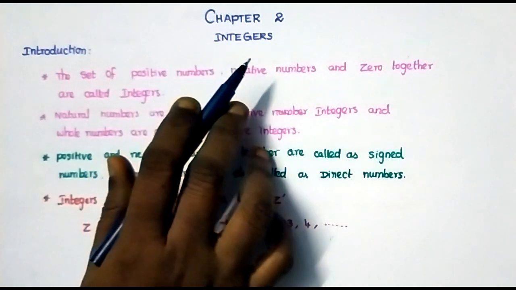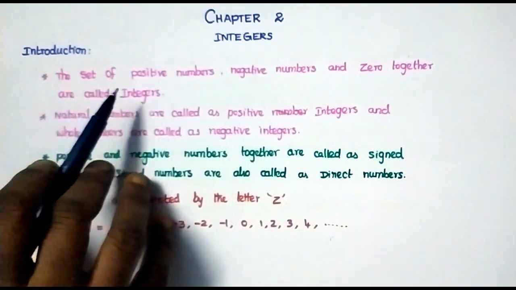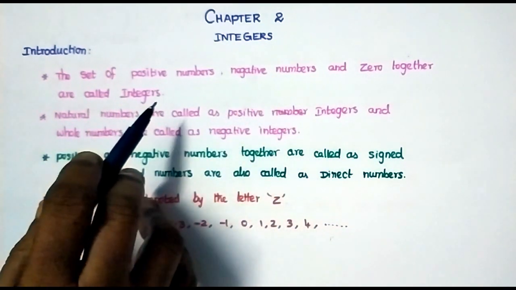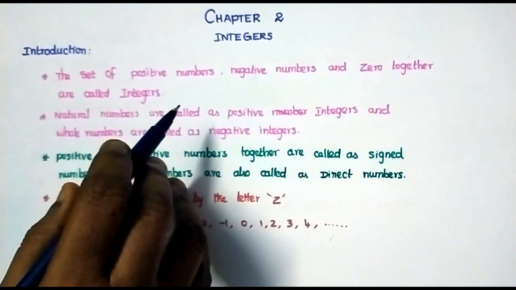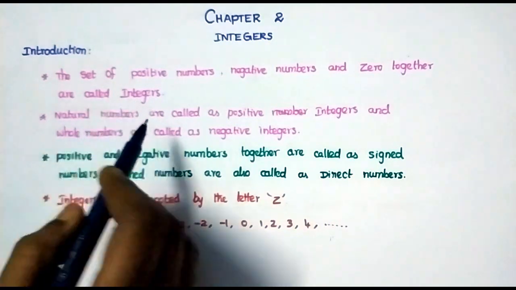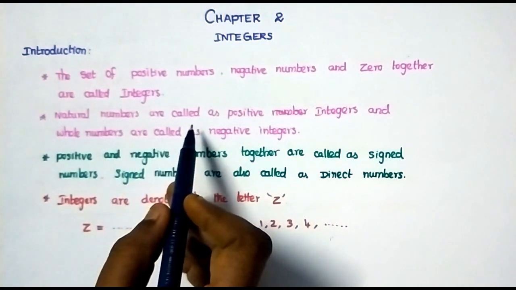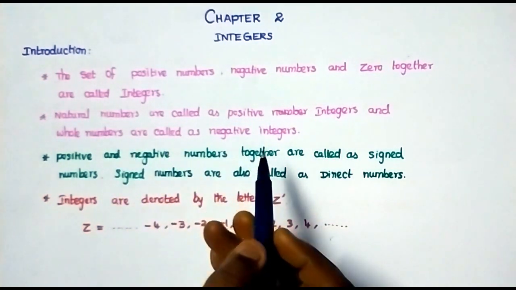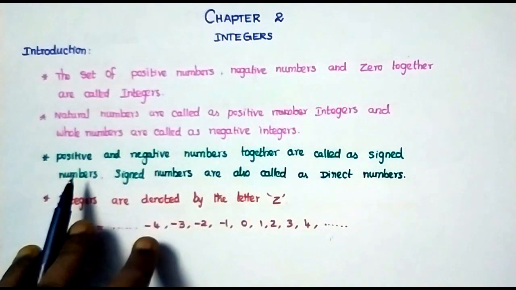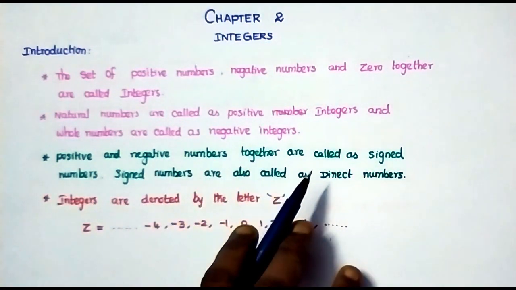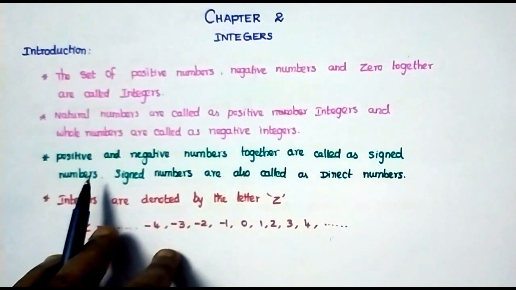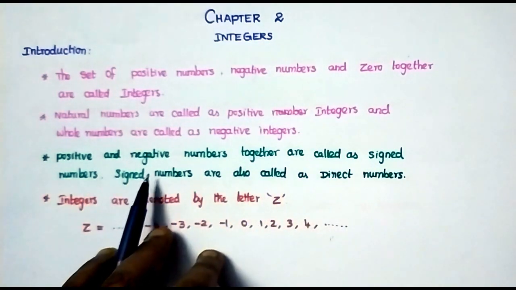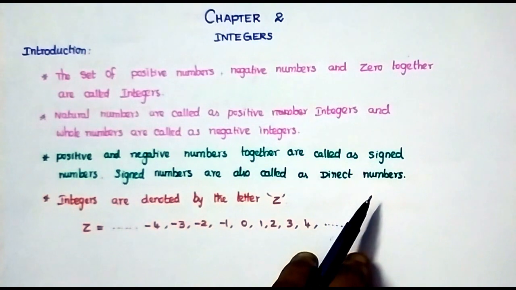Look at this chapter 2, integers. The set of positive numbers, negative numbers and 0 together are called integers. Natural numbers are called positive integers and the whole numbers are called negative integers. Listen, the positive and negative numbers together are called signed numbers. Signed numbers are also called directed numbers.